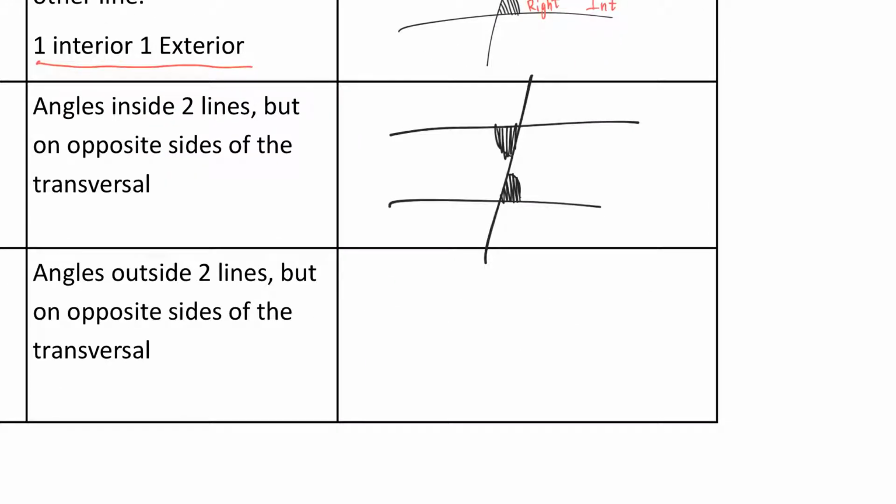All right, next one is alternate exterior. So these are going to be on the exterior, on the outside, and they're going to be on opposite sides. So like this would be an example of alternate exterior.